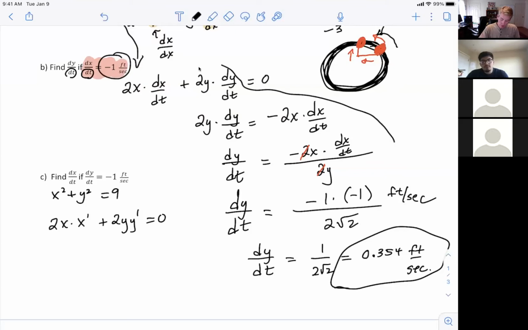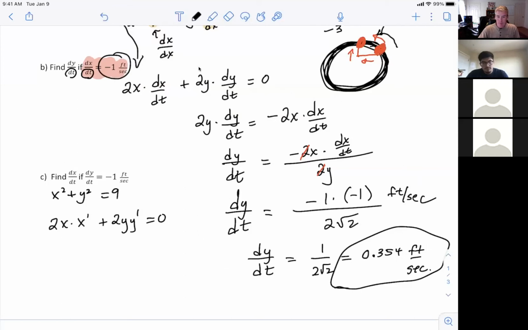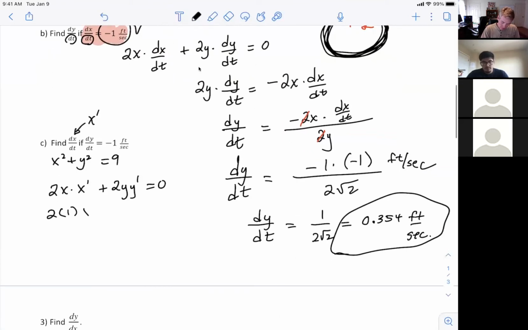Now, over here, I did the algebra first, and then I plugged in the numbers. Well, you could plug in the numbers first and then do the algebra, because that's going to make the algebra easier. So this would be 2, and then x is a 1, that was given. So we're solving for dx/dt, or we're solving for x prime, so that just stays there. And then 2 times the y value, which was 2 radical 2. And then it was given that y prime is equal to -1.